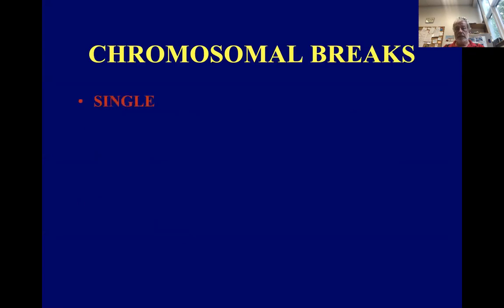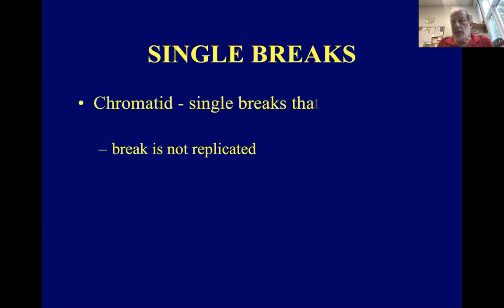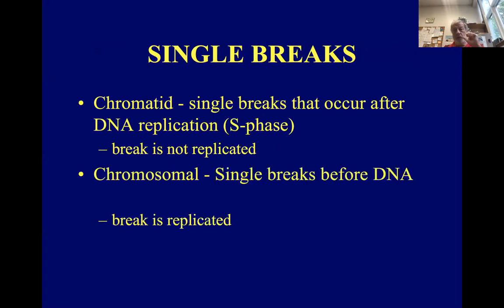So we recognize single and double chromosome breaks. Two types of single chromosome breaks are referred to as chromatid and chromosomal breaks. And then the double breaks we'll discuss are inversions and translocations. So we'll discuss the single breaks first and then the double breaks. A chromatid break occurs after DNA replication, so the break is not replicated, and therefore the break is only on a single sister chromatid. With a chromosomal break, though, the break happens earlier, before DNA replication, and now both sister chromatids have the break.